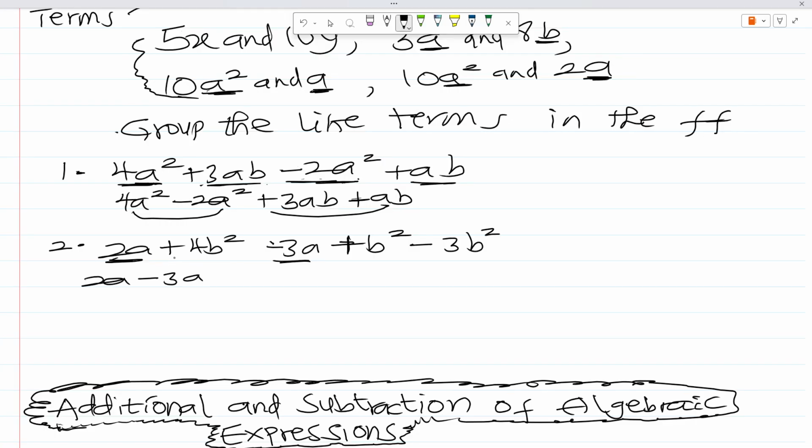And let's count through this b squared. We are scanning for b squared. There is b squared here, and b squared. So the first one is positive 4b squared. The second one is positive b squared. The last one is negative 3b squared. And we have successfully grouped them into like terms.